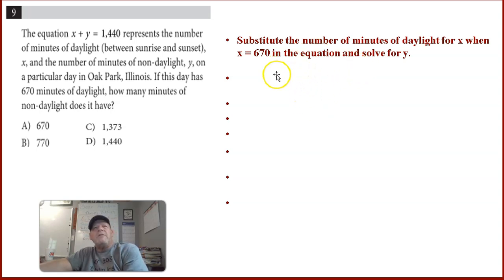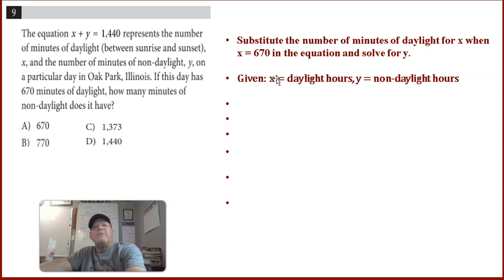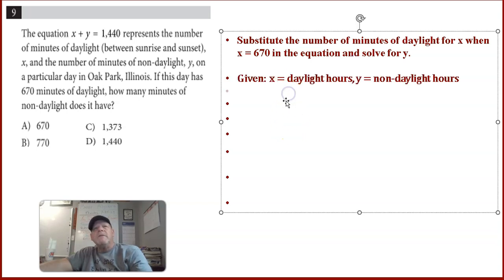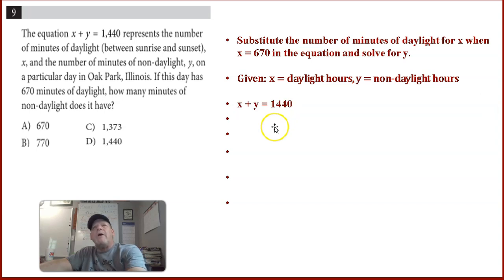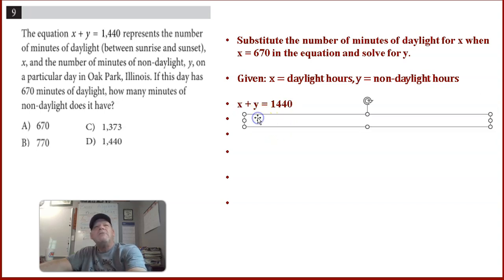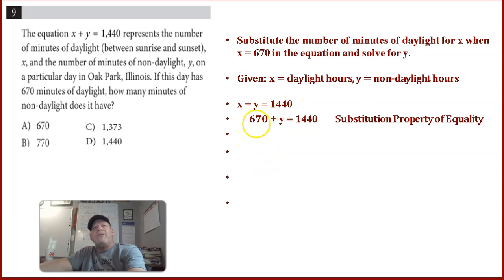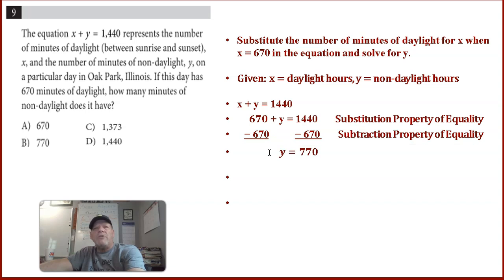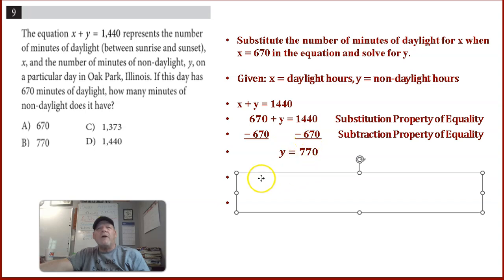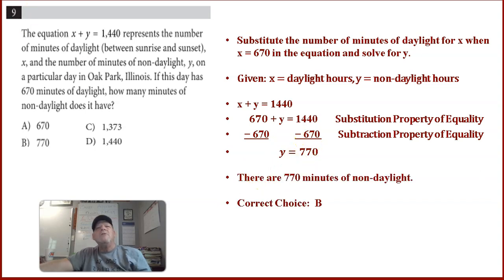So I substitute the 670 for x because that's the daylight. It's given that x is your daylight hours, y is your night or non-daylight. So there's my equation. I substitute for the x, I put a 670, and then we got plus y equals 1440. I use the subtraction property of equality to subtract 670 from both sides. What you do to one side of the equation, you have to do the other. Crosses out on the left. This is just a subtraction problem. I get y equals 770, which is answer B, and hopefully you were able to get answer B.